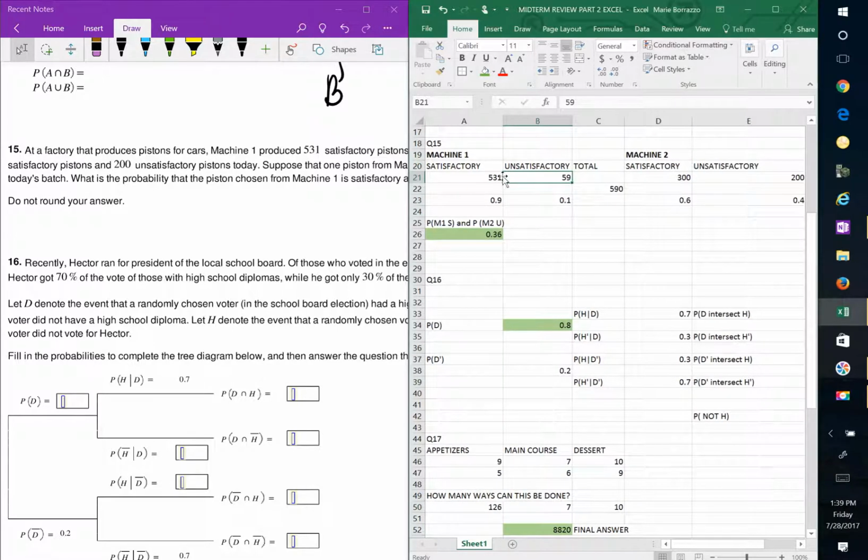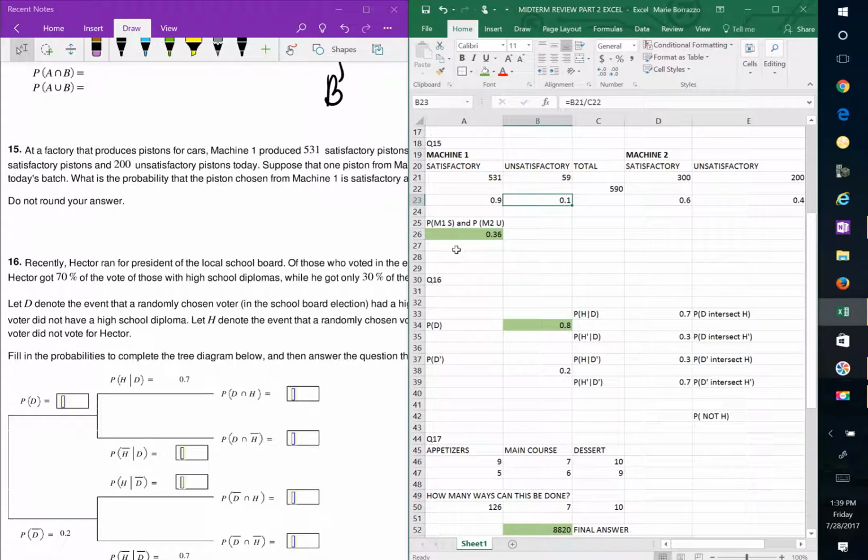What you see here in this row are the probabilities, or in this case, the percentages of each. So to get 0.90, I took A21, which is the 531, and divided it by the 590, and I did the same thing for the 59. I took 59 divided by the 590, and I got 0.1, etc. I did the same thing for the other two values.